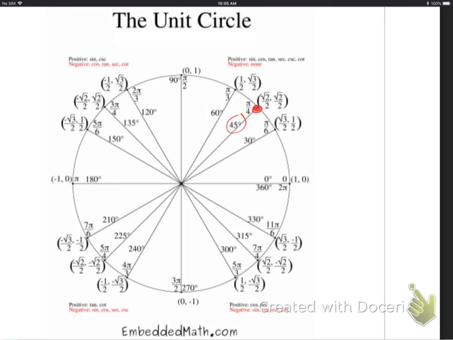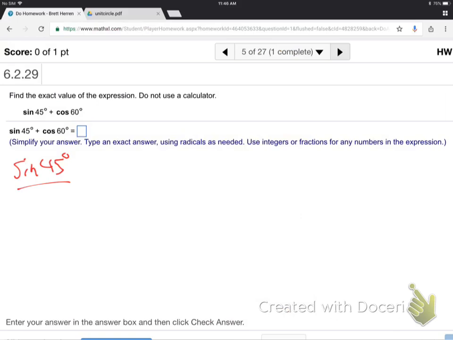Find 45 degrees right there. Cosine is the x, sine is the y. So what's the sine? Root 2 over 2. They're both root 2 over 2, right? So this one's root 2 over 2 plus.